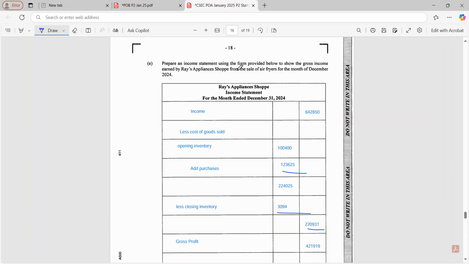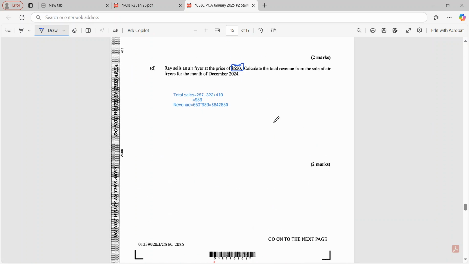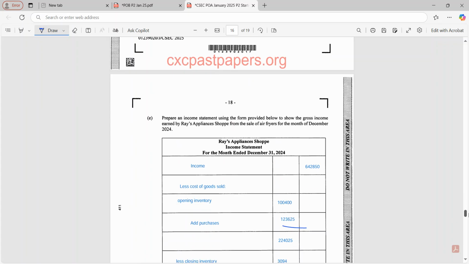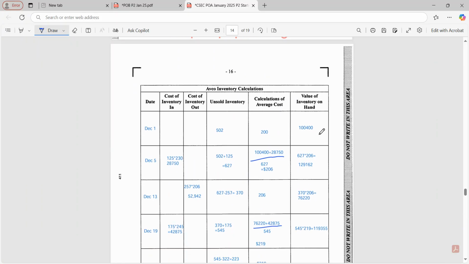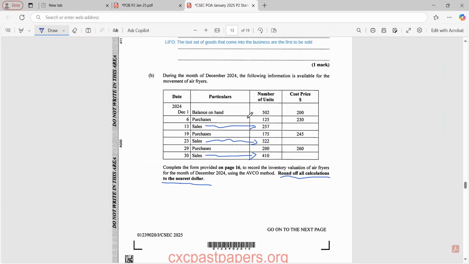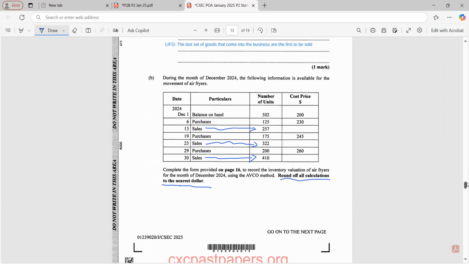Now it says prepare an income statement using the form provided below to show the gross income earned by Ray's Appliances shop for the sale of air fryers for the month of December 2024. The income that we just got was 642,850, right? That is the total sales or the total revenue. Good. We're going to less cost of goods sold. Open inventory was 100,400, which is the value of inventory on hand at December 1. Remember, they told us that that was a balance on hand, which would be our open inventory, right?